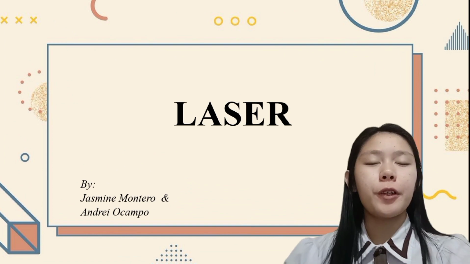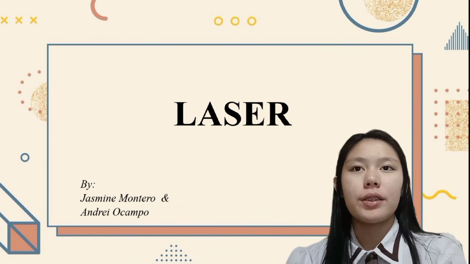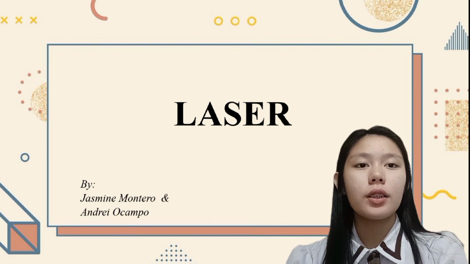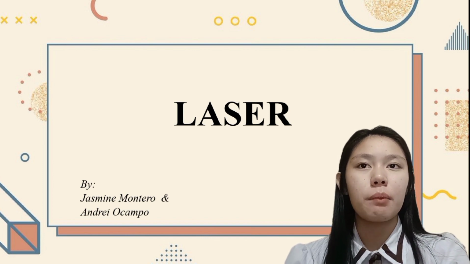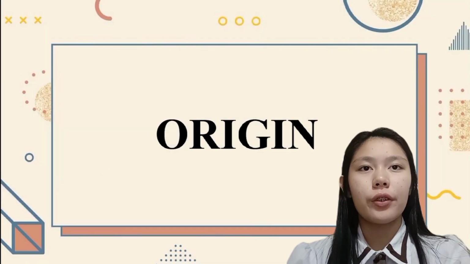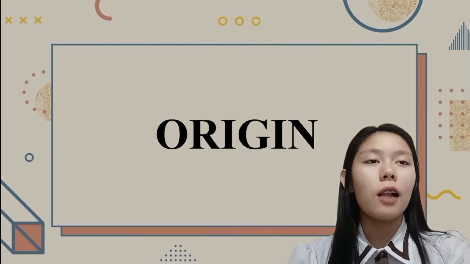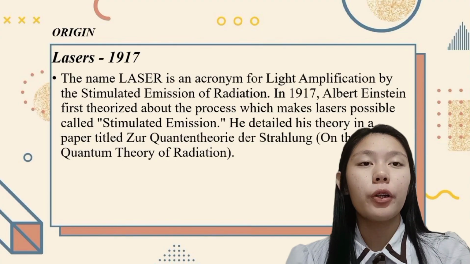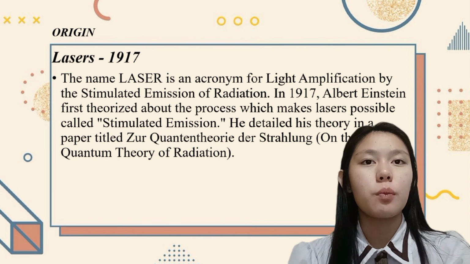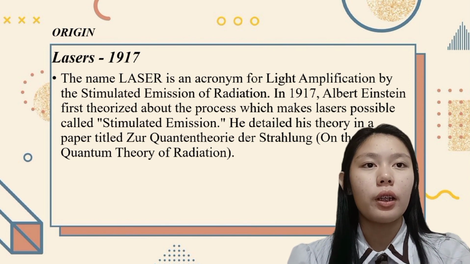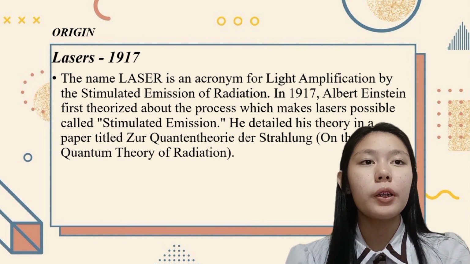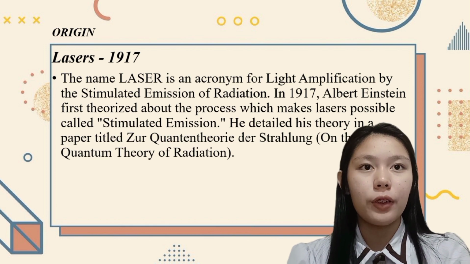Good day everyone. Today we are going to talk about laser, its origin, materials, inventors, and some fun facts about it. Starting off with its origin, in 1917, Albert Einstein first theorized about the process which makes lasers possible, called stimulated emission. He detailed his theory in a paper titled On the Quantum Theory of Radiation.